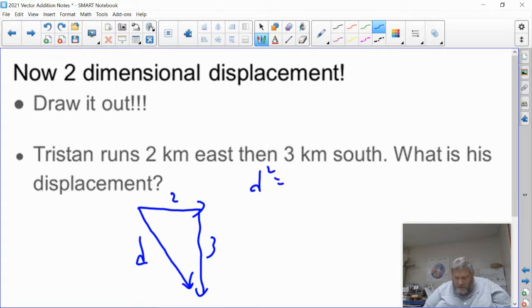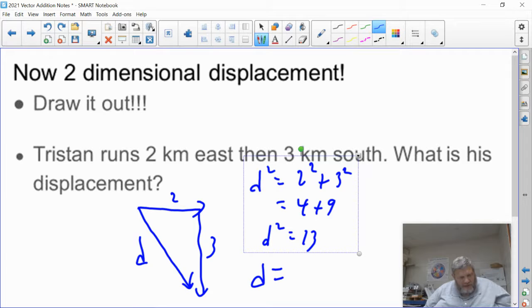So d squared is equal to 2 squared plus 3 squared, or 4 plus 9. So d squared is equal to 13. So d is the square root of 13, or 3.61 kilometers. And the direction would be southeast. Make sure you include that direction in there, or else we won't really have a good indication of which way they go. Make sure that you draw that picture every single time, and you should be in good shape.